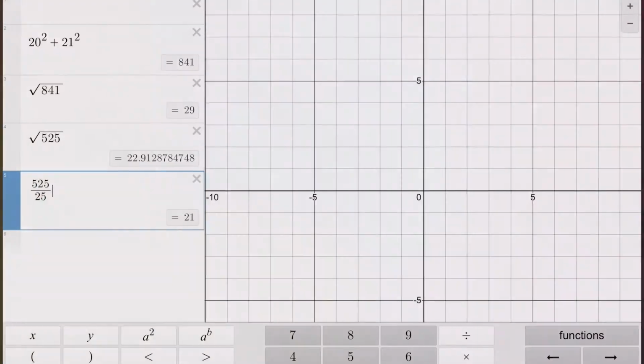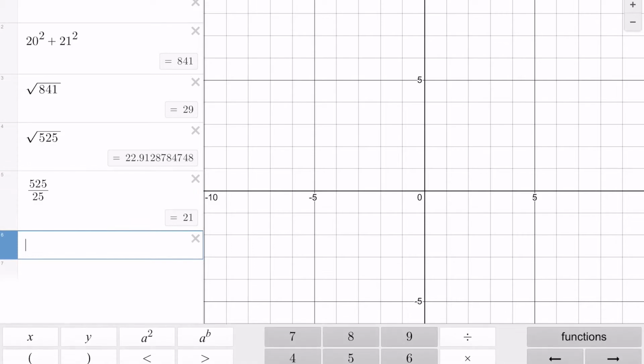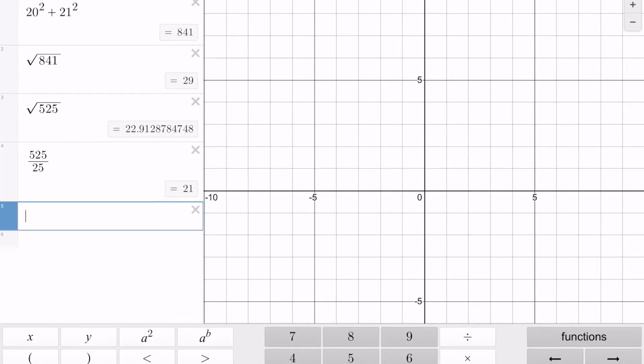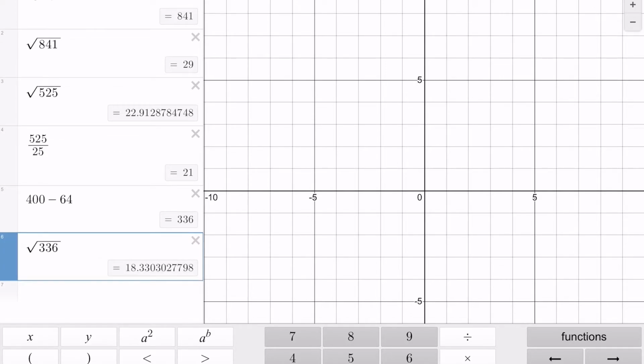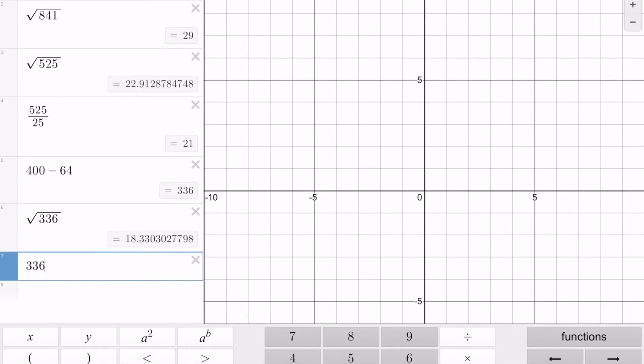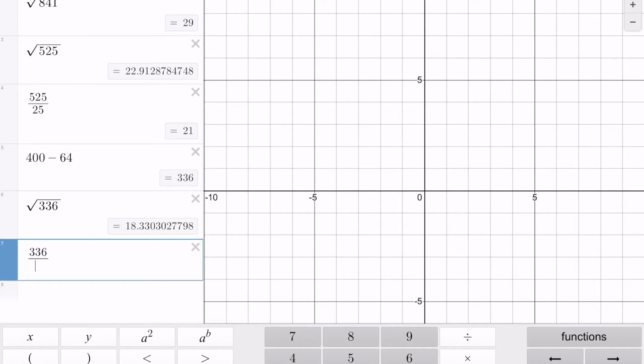Okay. So 20 squared, which is 400. So 400, let's get rid of one of these. 400 minus 64 is 336, which I have. And now I'm going to find the square root of 336, which is irrational. And so I know it's not going to be a perfect square, but what I can do is I can start to look for factors of 336. So I'm gonna go bold and say 36.